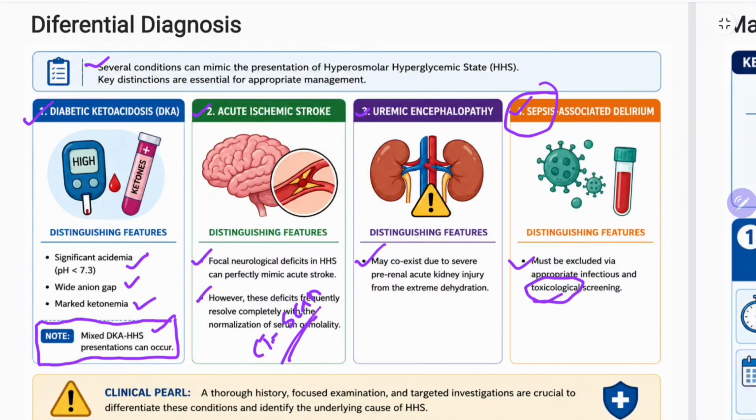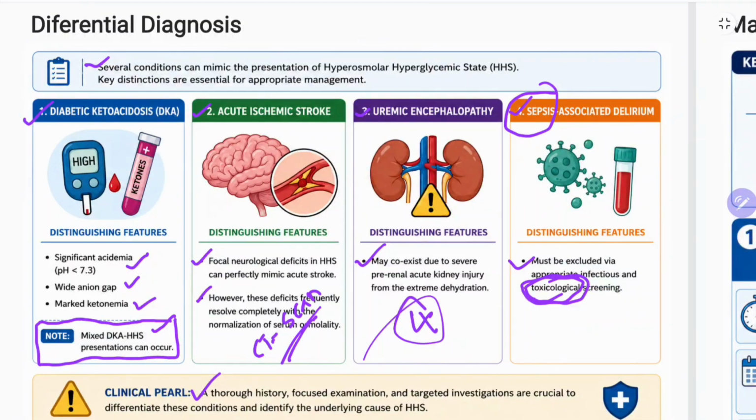So four important points. Number one is DKA, and mixed presentations are also possible. Number two is acute ischemic stroke, then infection-associated CNS malfunctioning, and uremic encephalopathy, meaning kidney-associated CNS malfunctioning. And toxins you should also include. A thorough history, focused examination, and targeted investigations are important to differentiate these conditions and identify the underlying cause of HHS. Four things you should differentiate.